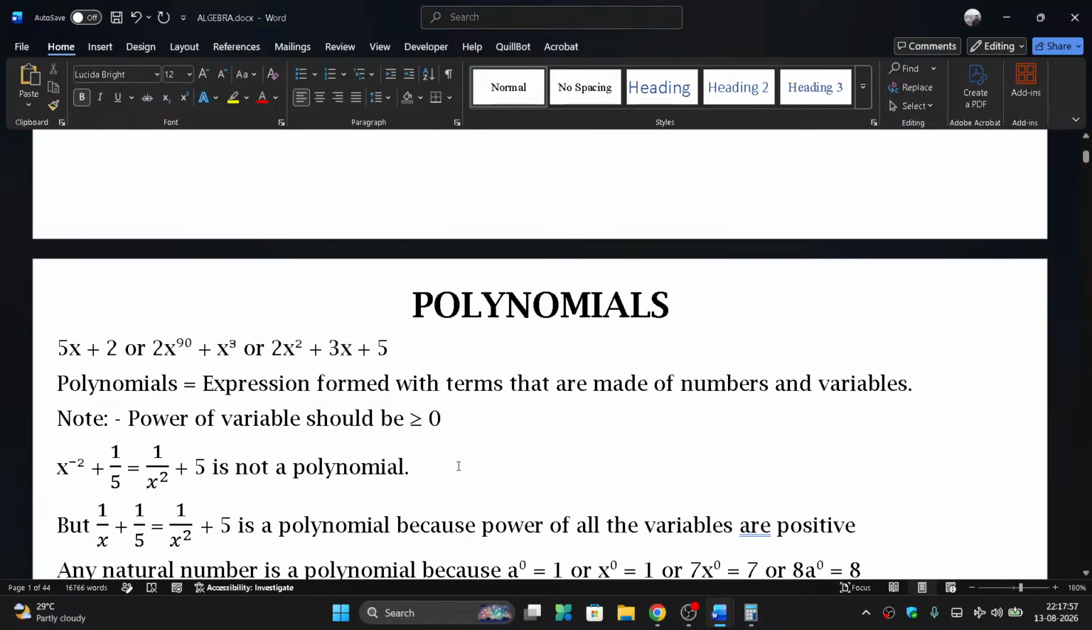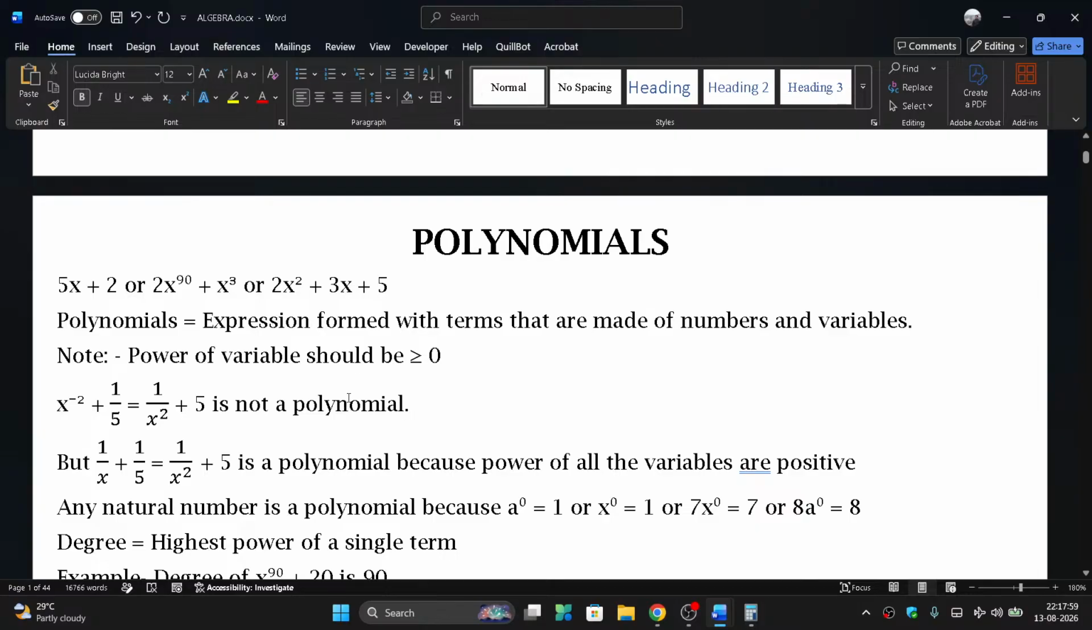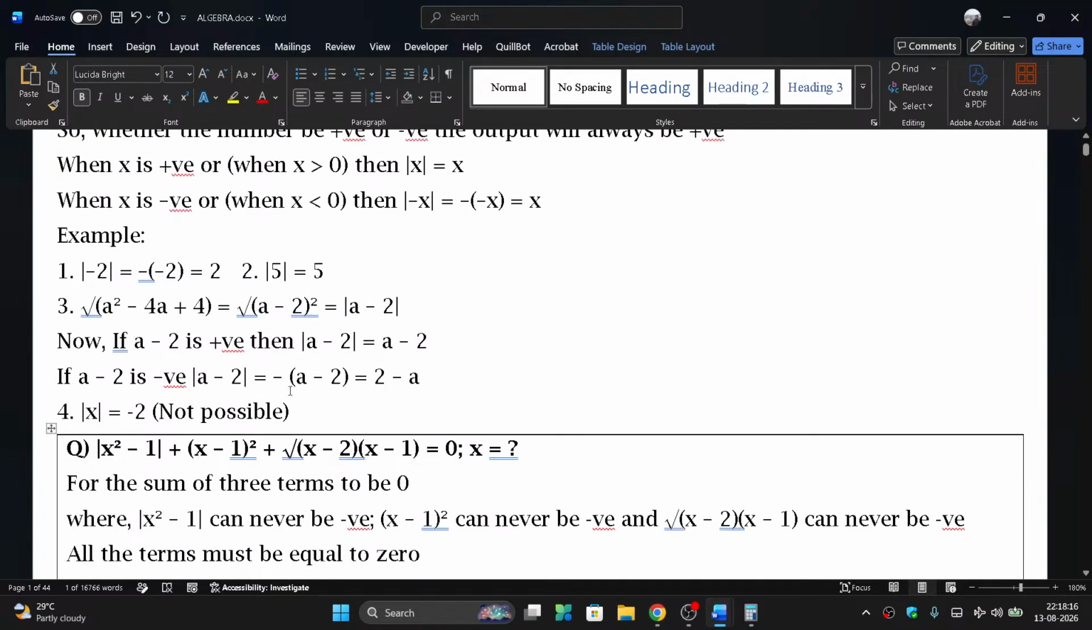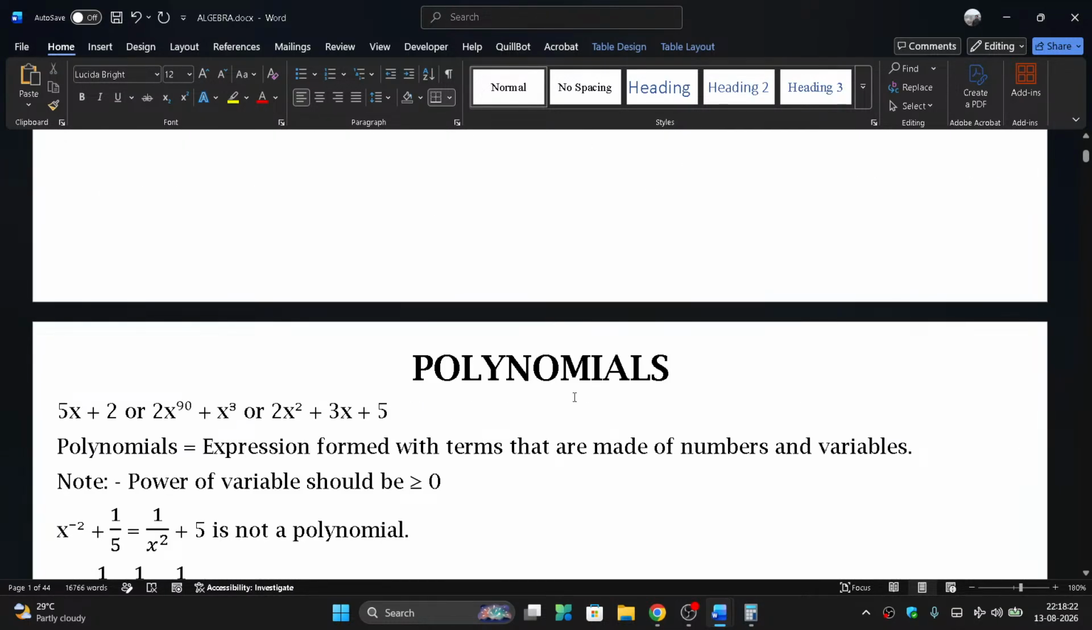Okay, let's start with polynomials. Polynomials are expressions with terms made with numbers and variables. If there is only one term like this, 5x, only 5x, then it's a monomial. If there are two terms like this, x square minus 1, then it is a binomial. And if there are more than one term in any expression, binomials, trinomials, or any polynomials, they are all polynomials, except this, if there is only one term.